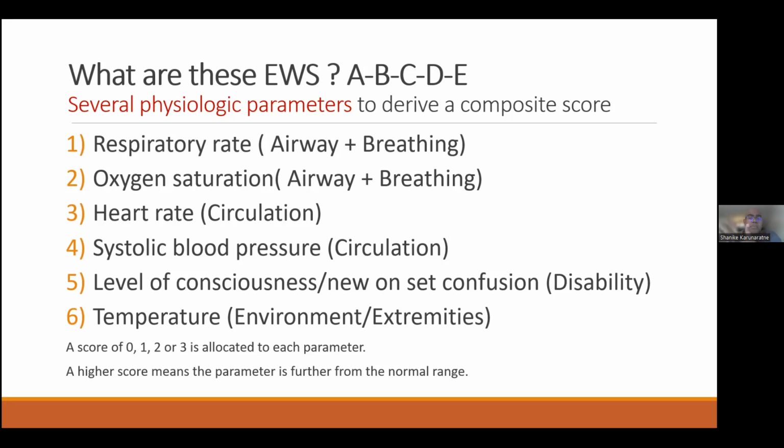But now we have a new parameter, new onset confusion, also taken in as a serious problem. And the last thing is the temperature, low or high body temperature. So we have 6 parameters collectively measured in these early warning scores. So always remember to evaluate your patient with the A, B, C, D, E approach to get these parameters if you think your patient is deteriorating.